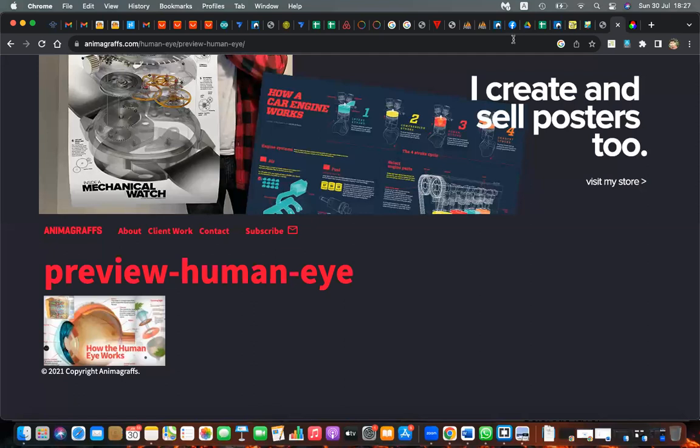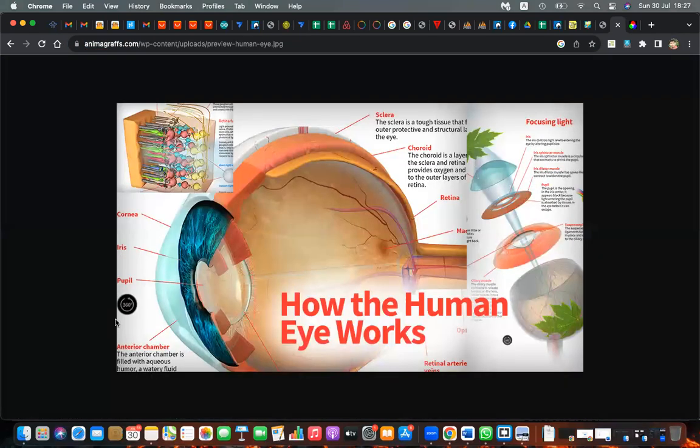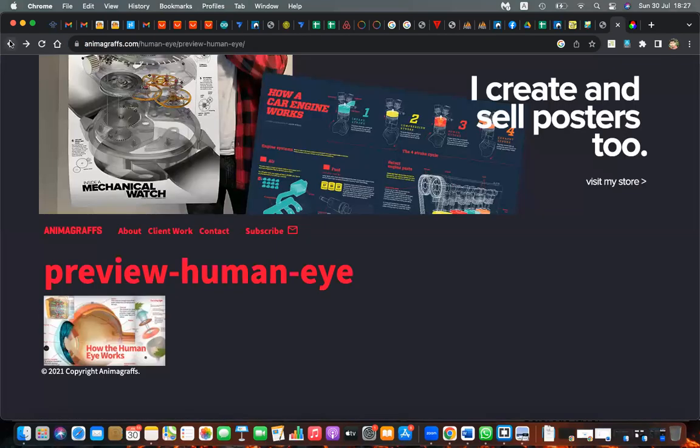The next resource that you can use is this. It is Anima Draft. It shows how the human eye works. This is the second resource that we can use related to the human eye. Okay, let's see the interactivity, let's see this in interactive view.